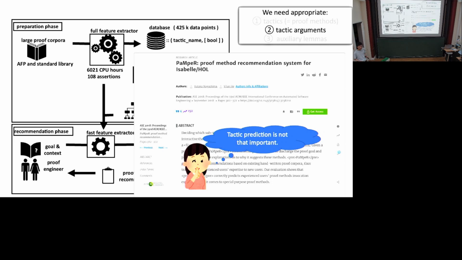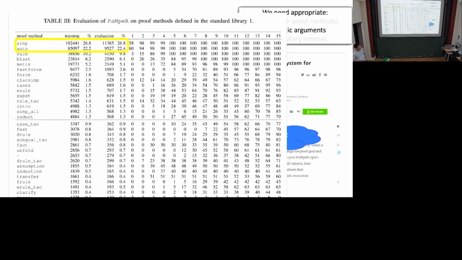So it's important, but it's not that important. Okay, so this is evaluation data. While conducting evaluation, we had training data and evaluation data, right? And we counted how often each tactic was used. If you look at the top two, you see that simp and auto are used very frequently, and together they account for almost half of all tactic invocations. So if we recommend auto and simp, half the time you're correct.